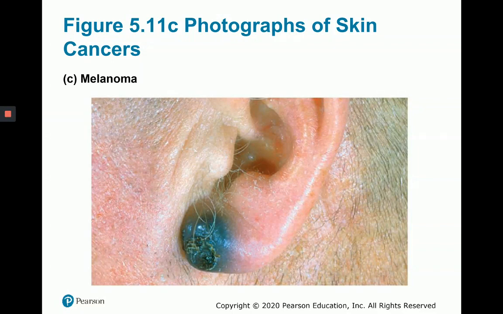So here is a photograph of melanoma. This is in the lower left ear. This is quite an advanced stage melanoma. However, if it hasn't metastasized, it's a pretty good prognosis that excision around this tumor could get rid of all the cancer cells.